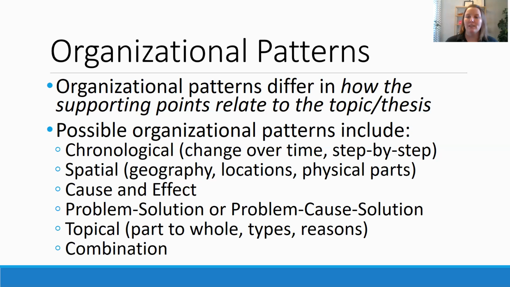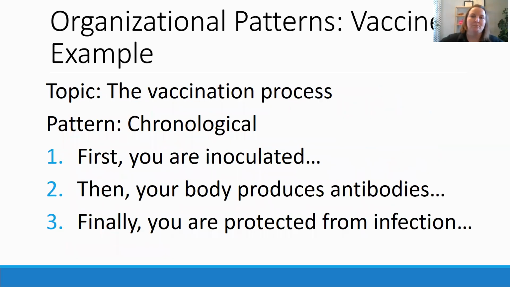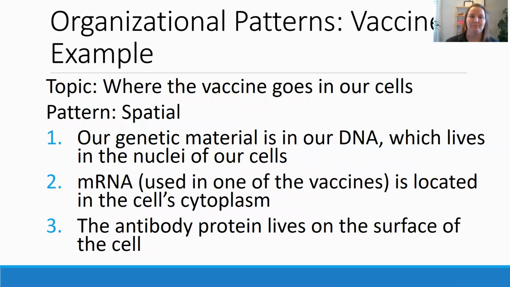I'm going to give some examples of each of these that I've listed here, and you'll find more examples in your textbook to help you understand how these organizational patterns work. So if I wanted to give my vaccine speech and use a chronological organizational pattern, I'm going to show points in time or steps in a process. So I would say first, you get inoculated. Second, your body produces antibodies. Third, you're protected from infection. So I'm telling you the timeline of events, and that's a chronological organizational pattern.